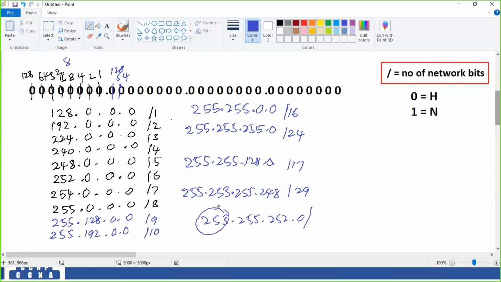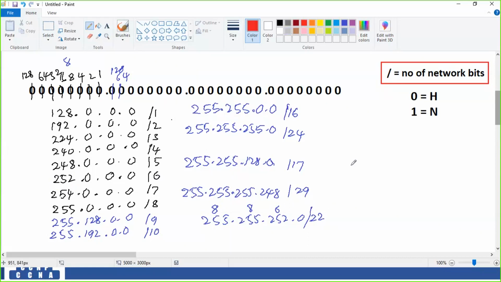255 means 8 bits each, so 16. Then 252 is how many bits? 6. So 16 plus 6, 22 total. It is slash 22. Got it? Yes, sir. So like this, we can understand slash notation. Clear, everyone? Yes, sir.